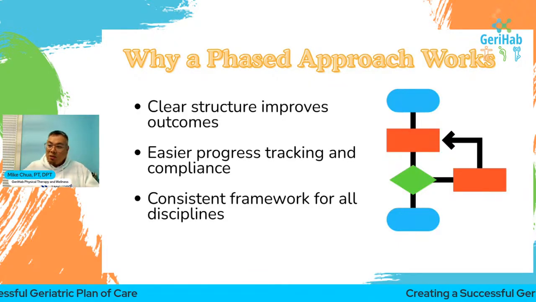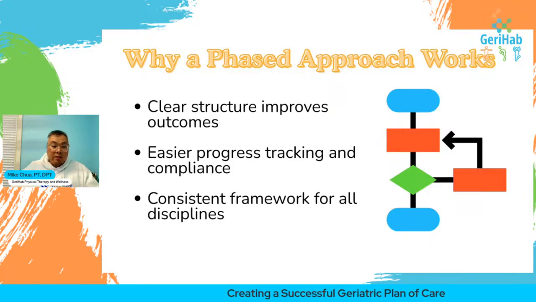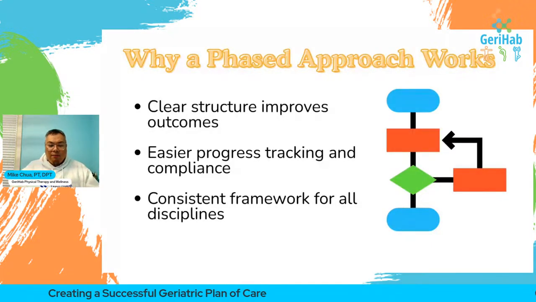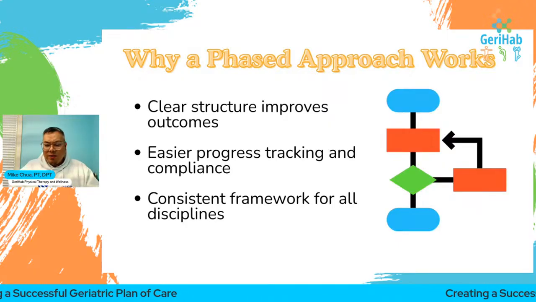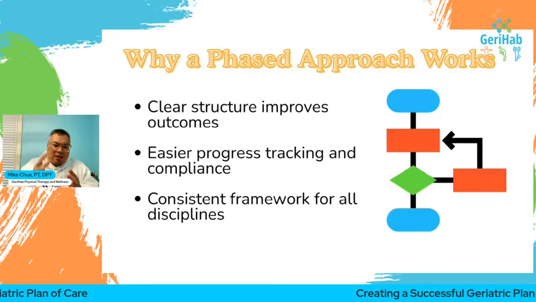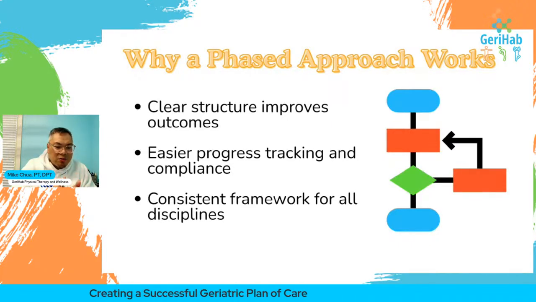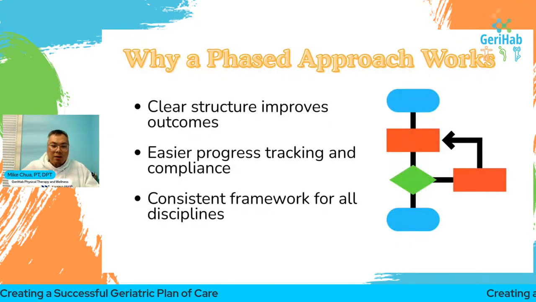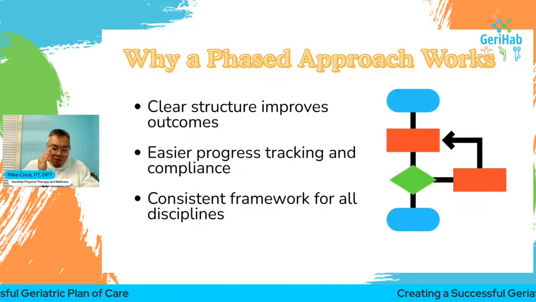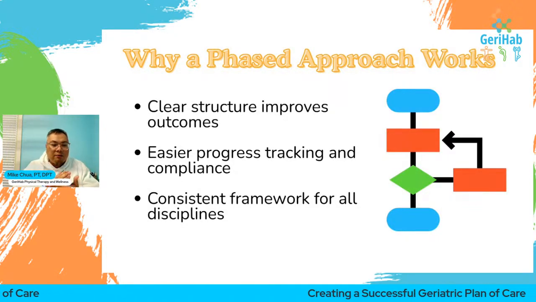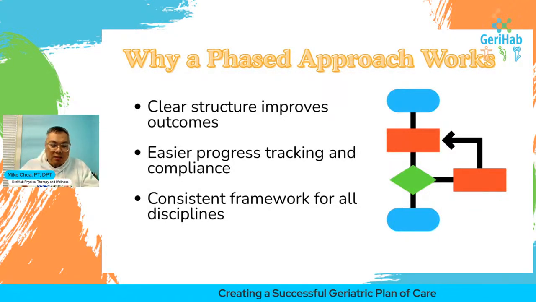Okay, and of course, number three, we have to be consistent with the framework for all the disciplines. What does that mean? When I say not all the disciplines, let's just say the OT is under maintenance and the PT is on restorative. That's fine. What we're talking about here is the consistency of, okay, we're going to do a restorative plan of care, and then we're going to do a maintenance plan of care.